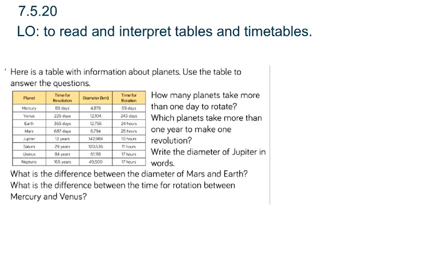The next question here says, write the diameter of Jupiter in words. So we're going to look at Jupiter, it's just here. And then we're looking at the diameter, which is this value here. So we're looking at that column. And the diameter is 142,984 kilometers. Now, if you're not sure what diameter is, I'll try and explain that to you now.